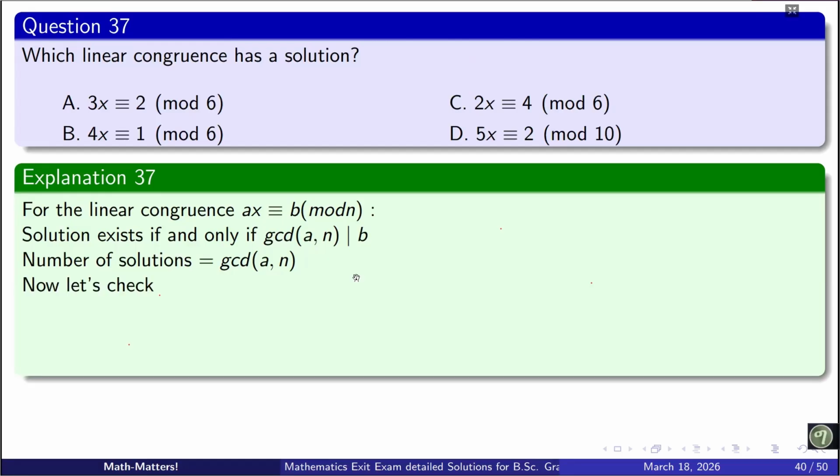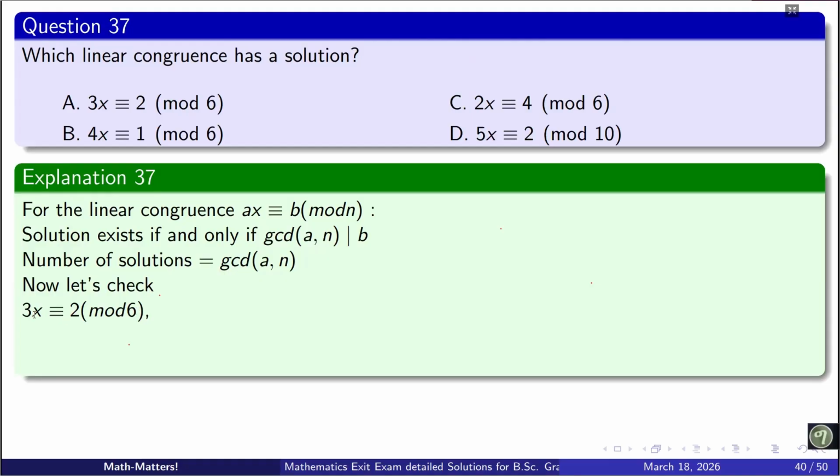Therefore, now let's check that. Let us check them. For example, the first one, 3x is congruent to 2 modulo 6. Here, the GCD of a, which is 3, and n, which is 6, is 3, and b is 2.